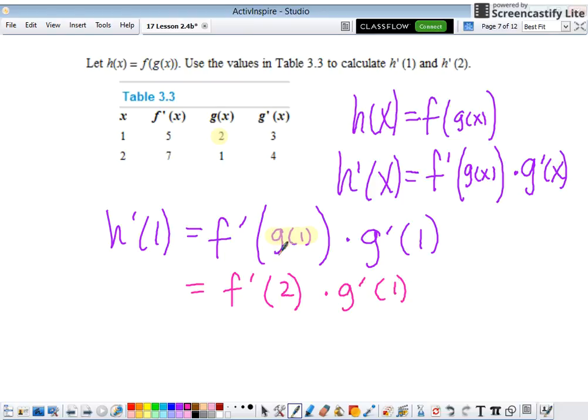Okay, so I always do this step first, and then I look the other 2 up, and then I multiply them together. So now I'm going to find f prime of 2. Well, f prime of 2 is 7. g prime of 1 is 3, and so the answer here is 21. Pause the video for a second and see if you can find h prime of 2.